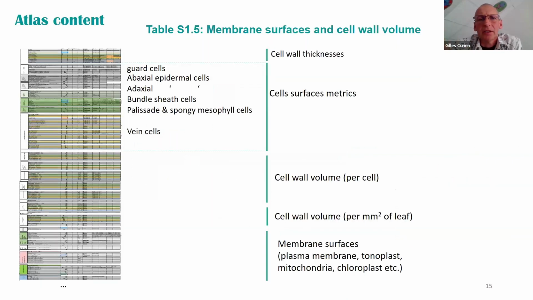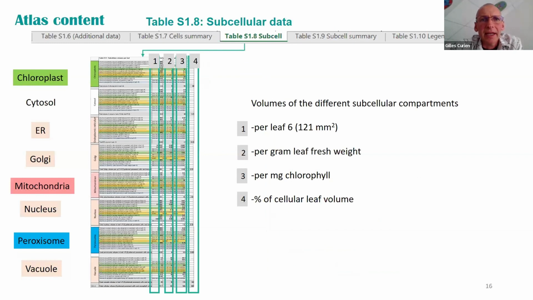So here, maybe I will not detail. You will have the video afterwards on YouTube, so you can screen capture if you're interested in a specific matter, to see how it is organized. Table S18. It's about subcellular data. So we simply synthesized what was calculated in different tables. We grouped everything in a single table where you have the different organelles and different volumes of these organelles depending on the reference you want. So surface, fresh weight, chlorophyll, percentage of leaf volume, etc. And from that, if you need something else, you can do the calculation yourself.